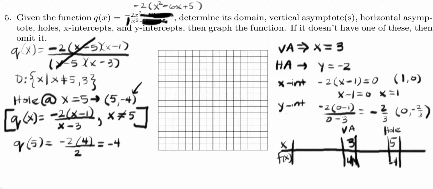But before I do that, I also want to put in our horizontal asymptote. The horizontal asymptote just means that as you approach -infinity, we're going to approach -2. And also as you approach infinity, you're going to approach -2. That's a good thing to understand as far as the horizontal asymptotes are concerned.